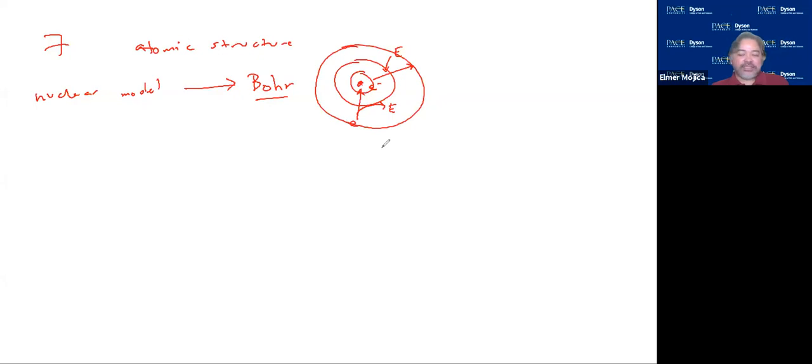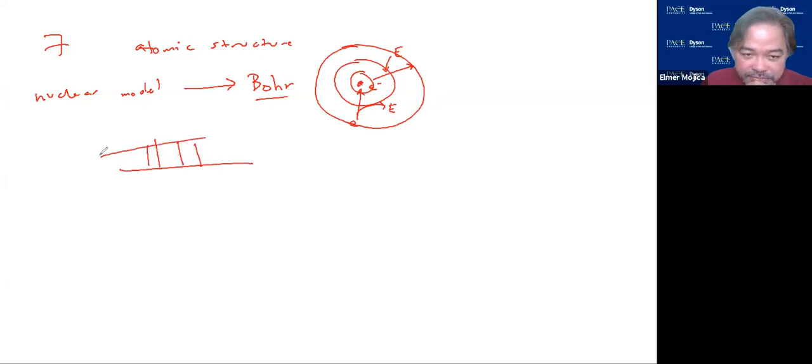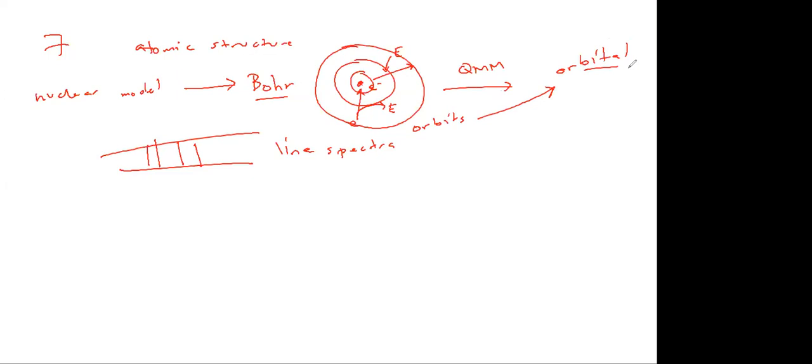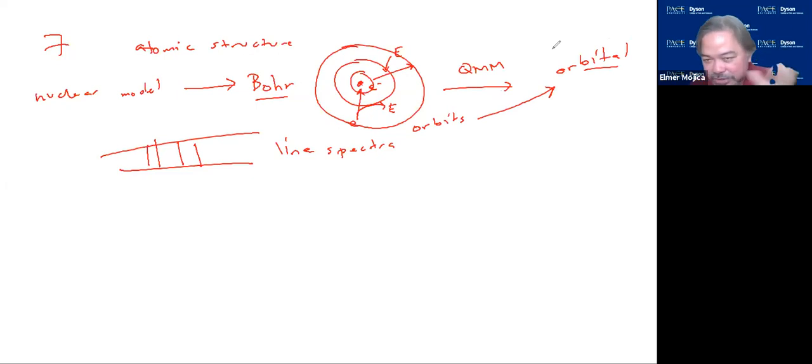So Bohr was able to explain the stability, although its applicability is just to the hydrogen atom. But it was able to explain why we have the so-called line spectra that we have. And it becomes the precursor to the quantum mechanical model, where the orbits become the what? Orbitals. The region where you can probably find the electron.